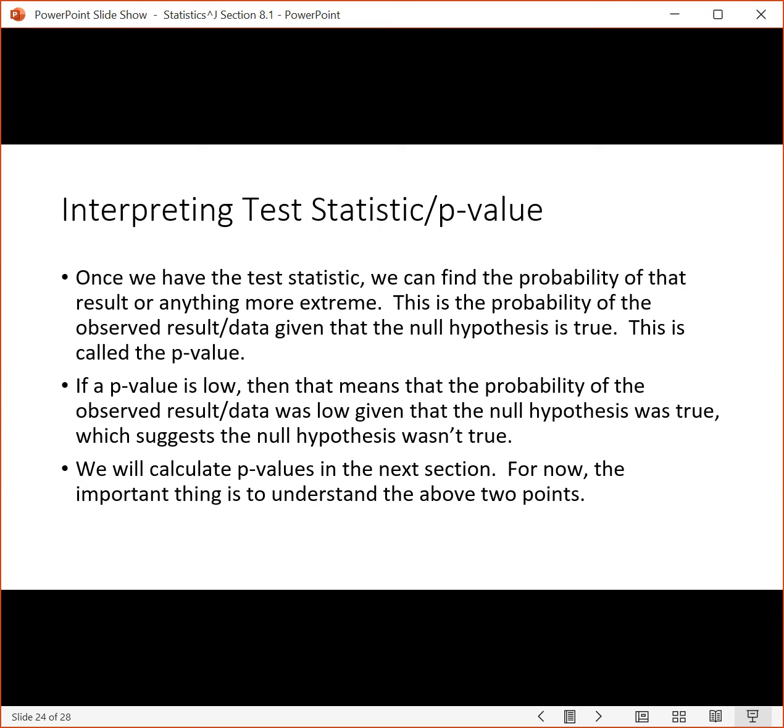Where the probability is small. All right, so we need to go through and be able to calculate what the probability is, and that's the p-value. So the p-value is the probability. If the p-value is low, then that means that the probability of the observed result was low, given that the null hypothesis was true, which suggests the null hypothesis wasn't true.